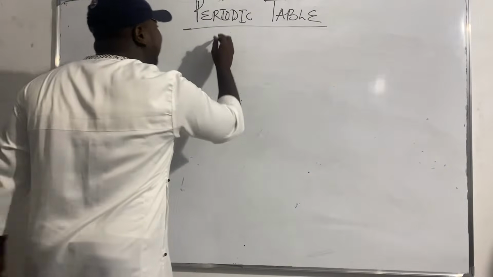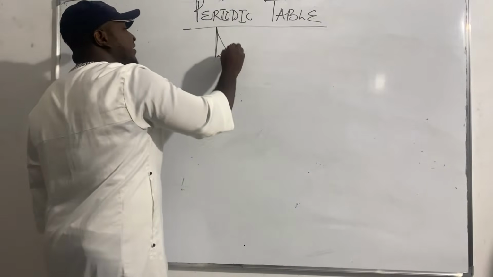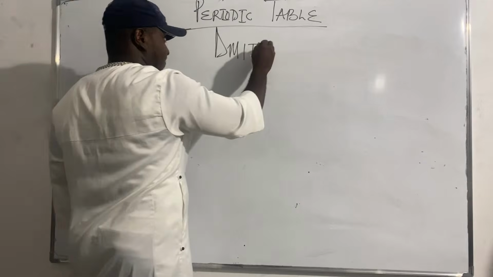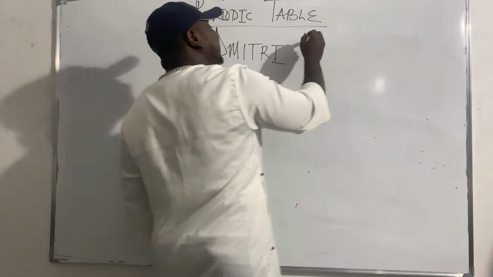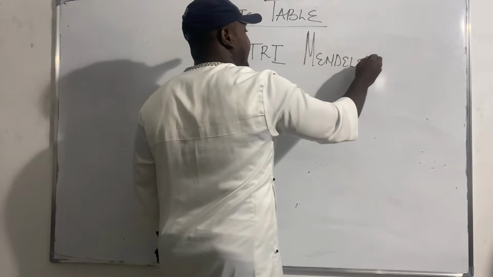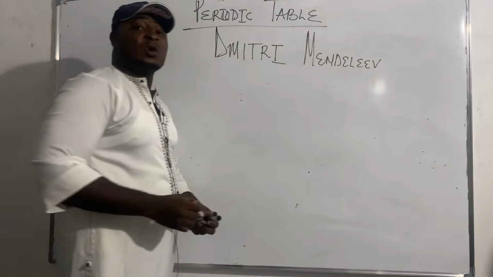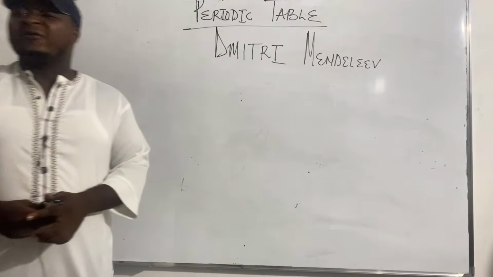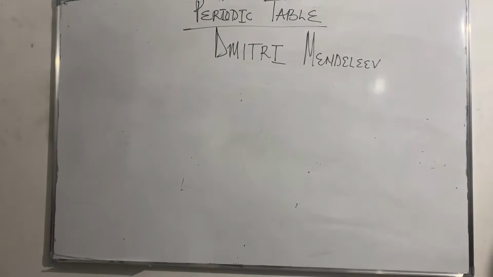Class, we all know that the person that discovered the periodic table is Dmitry Mendeleev, a Russian scientist. In case you are asked in the exam, he is the one that is credited with the founding of the periodic table. I hope you are still with me.